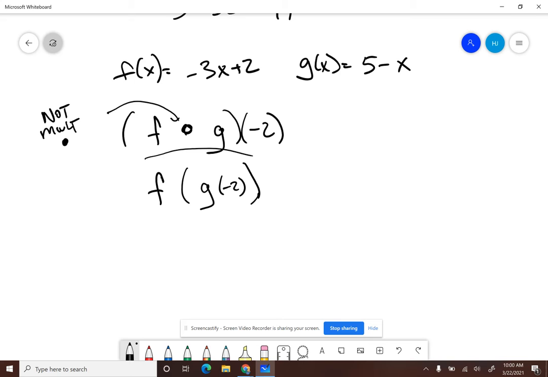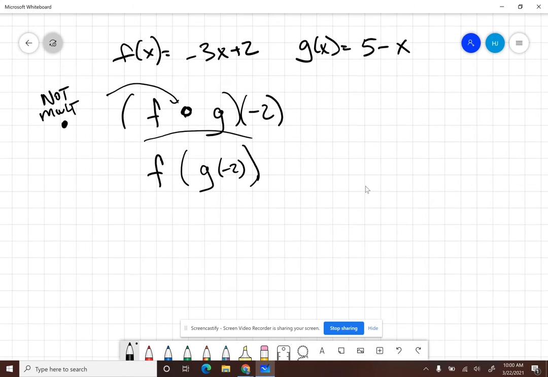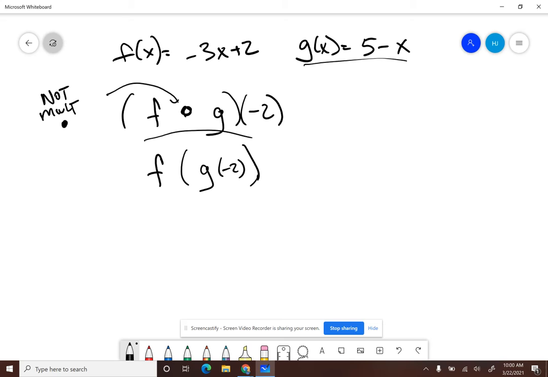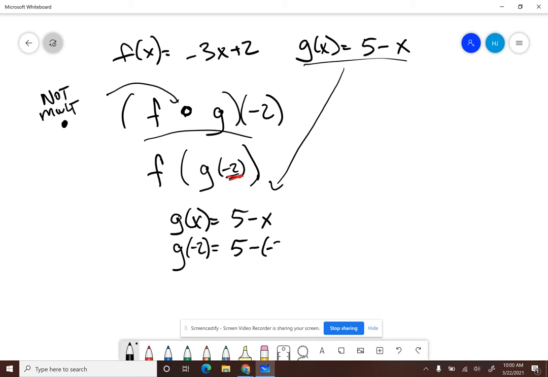So let's just think about what really you're doing. What you're really doing is taking this g function, which is right here, and you're putting -2 in for everywhere that you see x. So let's write this out. G of x right now is 5 minus x. All I did was I just took this and brought it down here, okay? Now what I'm going to do is take this -2 and put it everywhere that there is an x. So again, g of -2 would be 5 minus a -2. I'm just simply putting this -2 right here in for my x.